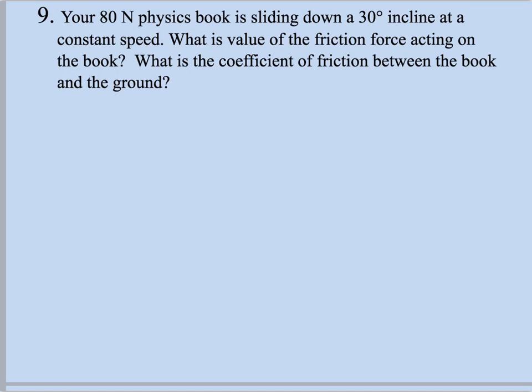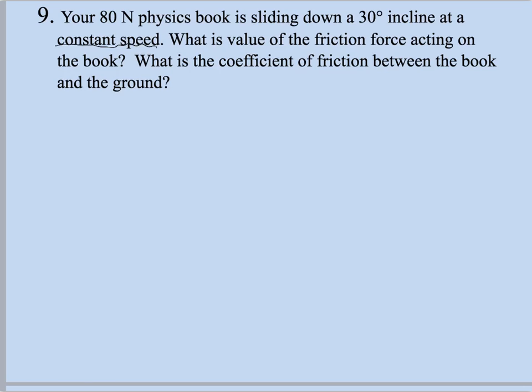Your 80 Newton physics book is sliding down a 30-degree incline at constant speed. What is the value of the friction force acting on the book? What is the coefficient of friction between the book and the ground? So this is pretty much asking you the same thing that the previous problem did, except this book is moving, but it's at constant speed. So we know that means that it's at equilibrium. So we can still use the same concept as the previous one.